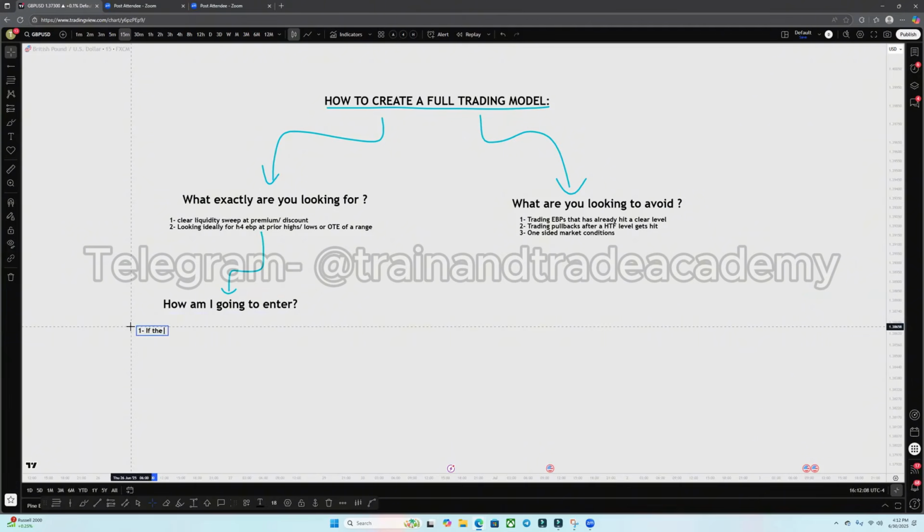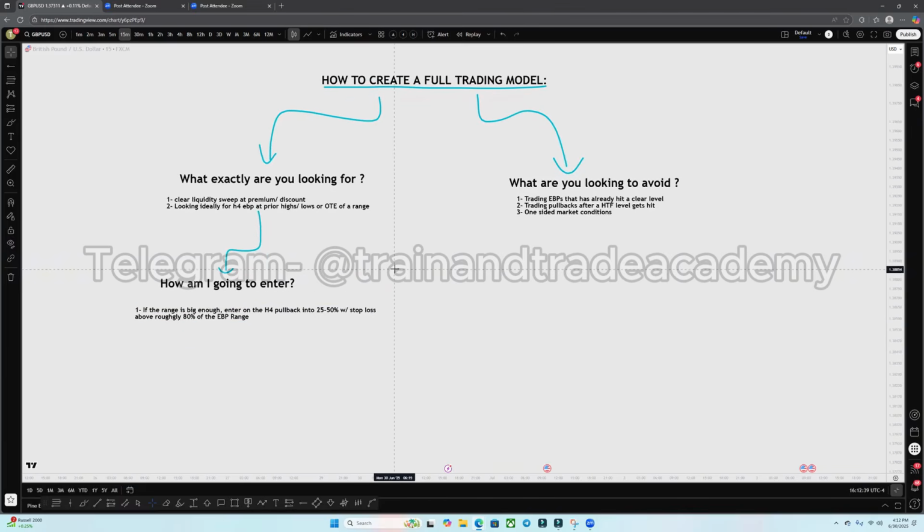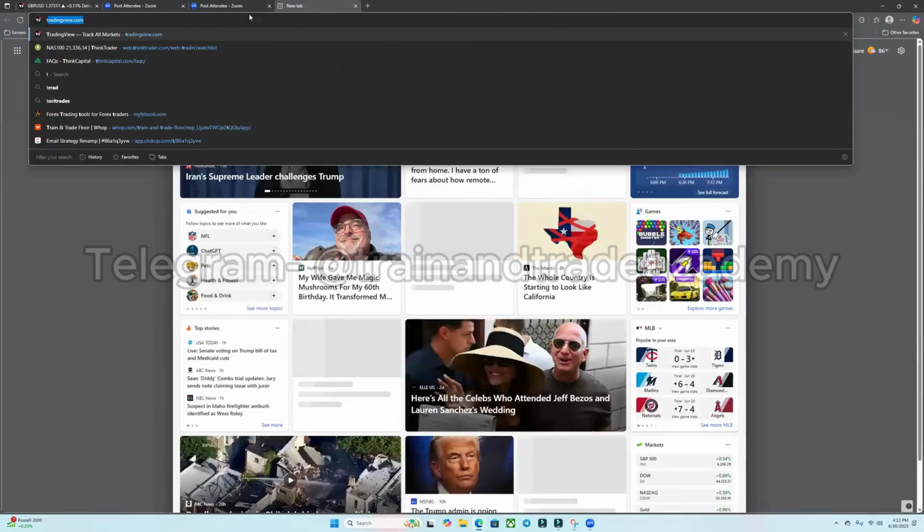If the range is big enough, and you're going to learn that through experience, enter on the H4 pullback into 25 to 50% with stop loss above roughly 80% of the EBP range. And don't worry, guys, I'm going to show you actual visual examples and representations of this as well. So actually, let me do that now. Let me just have TradingView up here.